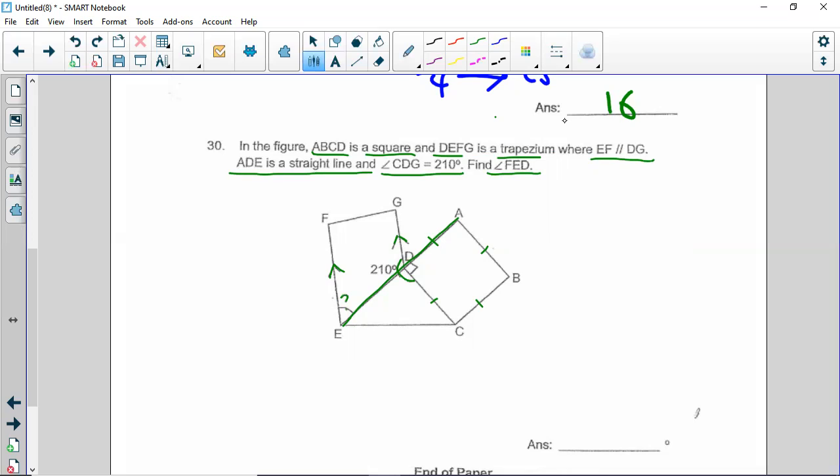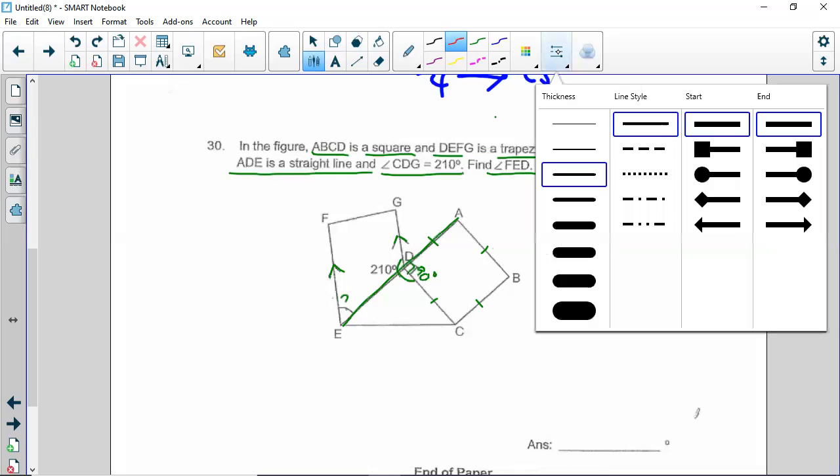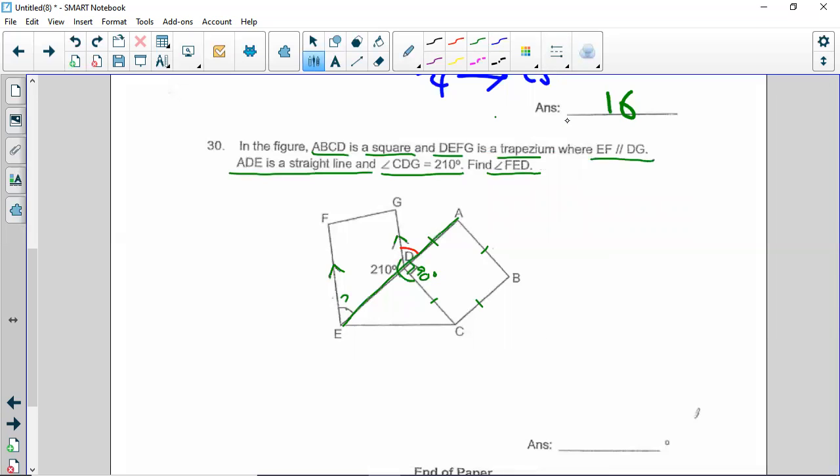Okay, so what do you do? Now, this is a square. A square has right angles, so can I find this angle, which is over here? How to find the angle? Angle at a point, which is 360 degrees, minus 210 and minus 90. Angle at a point means all the angles add together to 360 degrees, and you minus 210 minus 90, you will get 60 degrees.